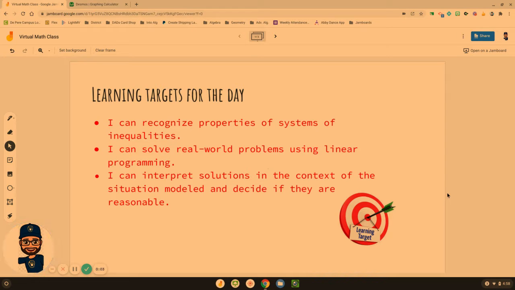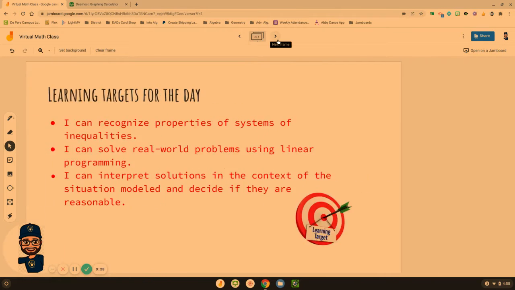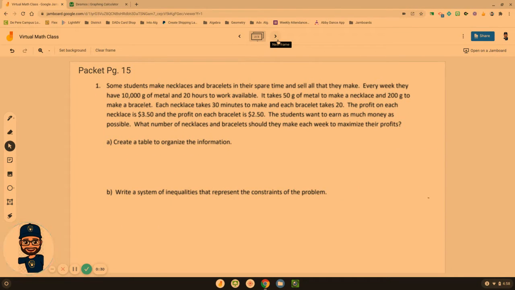Hello, advanced algebra students. Today we are going to look at more linear programming and specific examples from your packet that deal with linear programming. Really, we're focusing on solving real-world problems using linear programming and interpreting the solutions in the context of that situation. So as we continue to work on these, make sure you have your packet handy. Today we are focusing on packet page number 15.